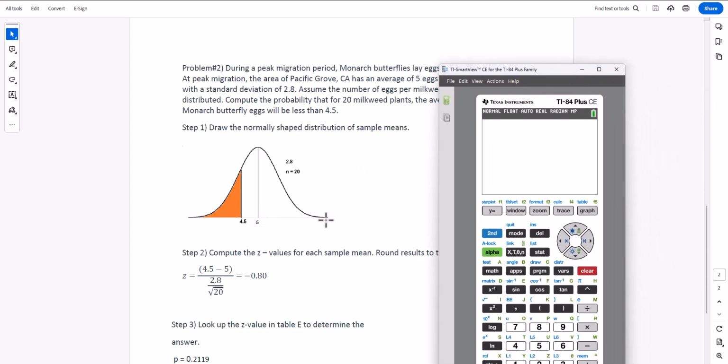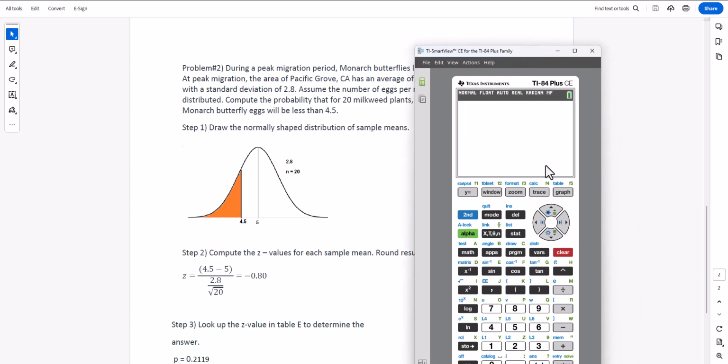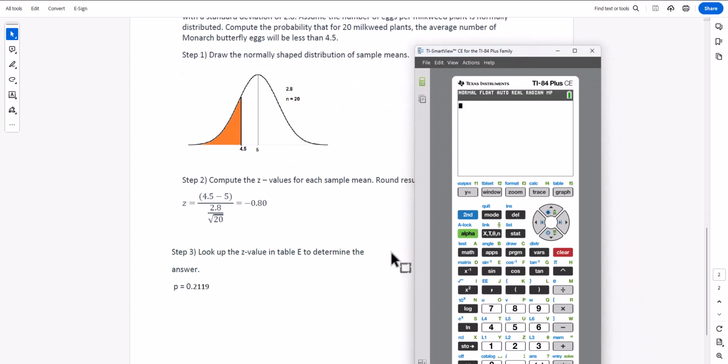So this is a distribution of sample means. The mean is 5, standard deviation 2.8, n is 20. It has a normal shape, and we want to determine if the sample mean is less than 4.5. Our next step is to compute the z-value. So we type that in.